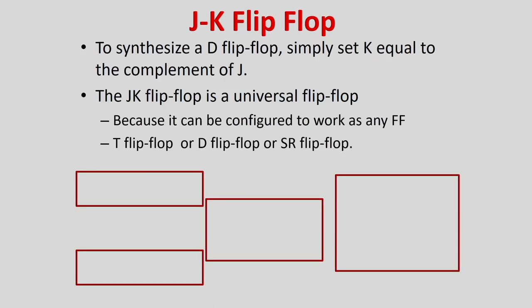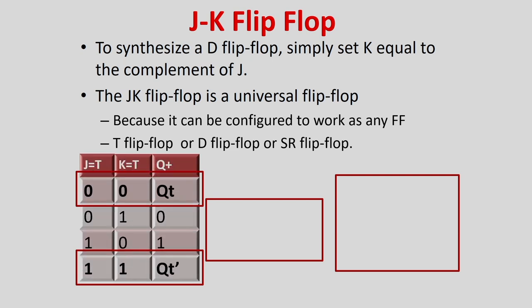So, if you look at the JK flip flop, to synthesize a D flip flop, we simply require K equal to complement of J. The JK flip flop is a universal flip flop because it can be configured to work as any flip flop: T flip flop, D flip flop or SR flip flop. This is the characteristics table of the JK flip flop. If it is 0 0 then it returns the older state, if it is 1 1 it actually complements.